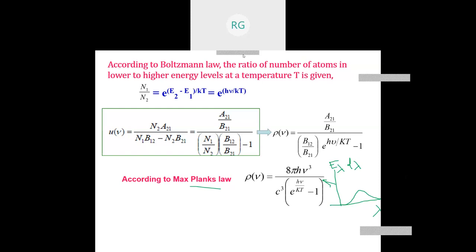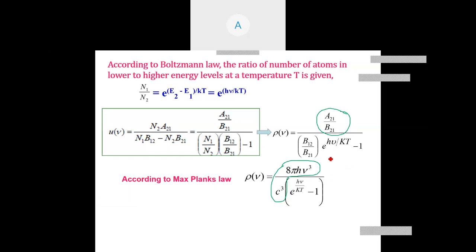So if I go here and see these ones, I now compare the values of the two equations here. A21 by B21 must play the role of 8 pi h by c cubed. And okay.